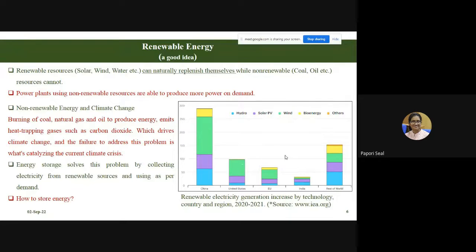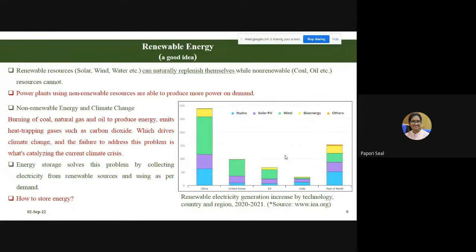How will this world move? Obviously it will move round and round around the sun, but will we be able to have the lifestyle we are having now? So that's how the good idea of renewable energy came into the picture. But there are some shortcomings regarding renewable energy, because a non-renewable energy source can provide you as much power as you want on demand. You want more power, you'll get it.